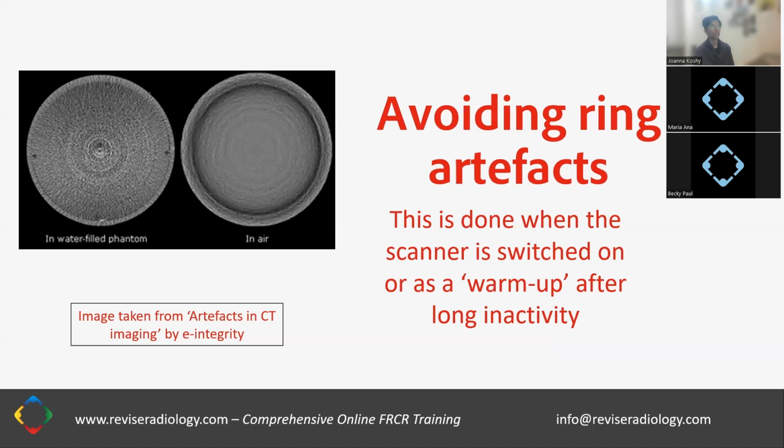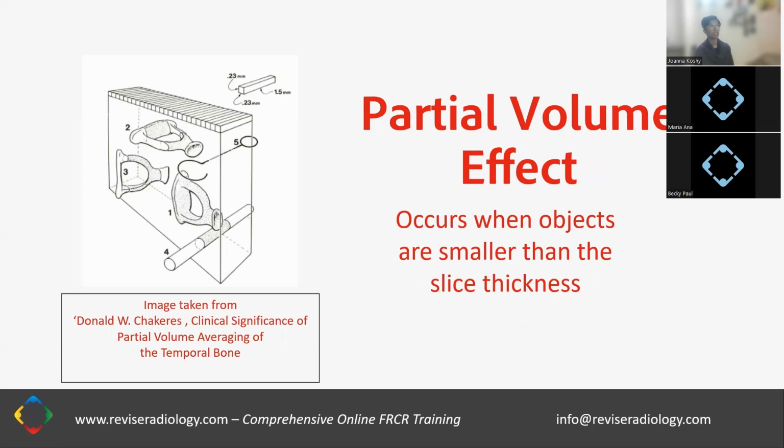When do we need to do this kind of air calibration test where we put a phantom filled with air into the scanner and we see what kind of image we're getting? This is done when the scanner is switched on, or it's done as a warm-up after a period of inactivity of the scanner. That's when it's likely that these detector gains will be misaligned with each other. Okay, let's keep going. We have another effect which is known as the partial volume effect. You can see an image here. This image is taken from a paper titled The Clinical Significance of Partial Volume Averaging of the Temporal Bone.